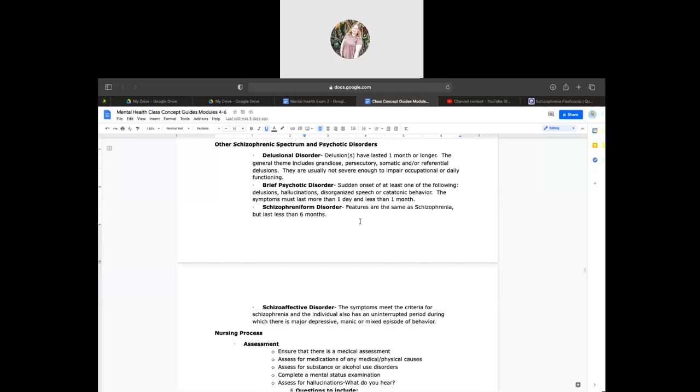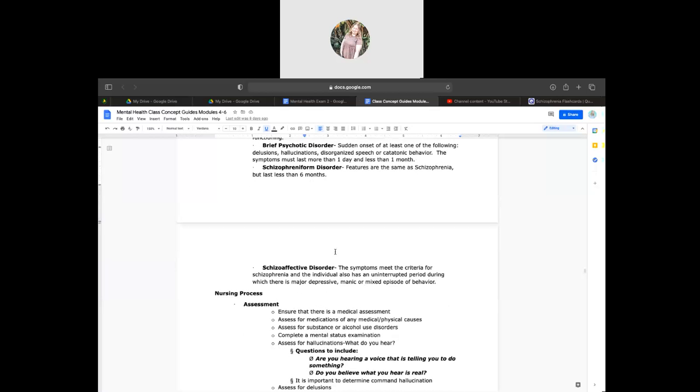Schizophreniform is the same as schizophrenia, but it's going to last less than 6 months. So schizophreniform is like it's forming, so less time. And then schizoaffective is it's affecting your mood. That's kind of how I think of it. Schizo and mood. So schizoaffective is when they meet the criteria for schizophrenia and major depressive, manic, or mixed episode behavior. So they have maybe schizophrenia and depression or bipolar disorder.